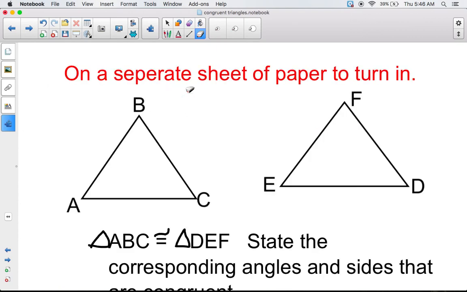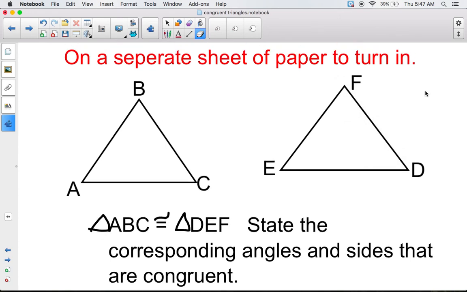Okay, that was it for today. The only thing you do is write this down. I put a congruent statement on there. I need you all to write all the corresponding angles and all the corresponding sides that are congruent, looking at this congruent statement right here.